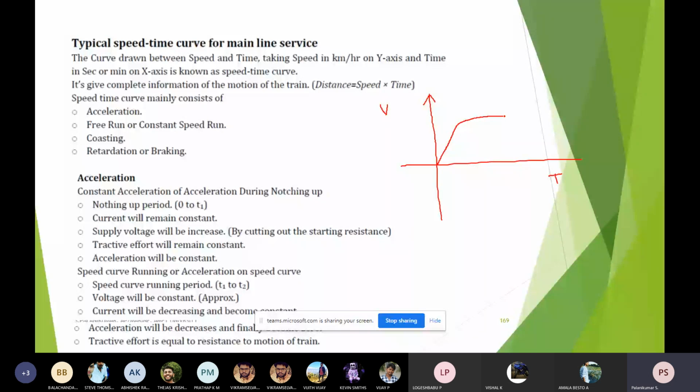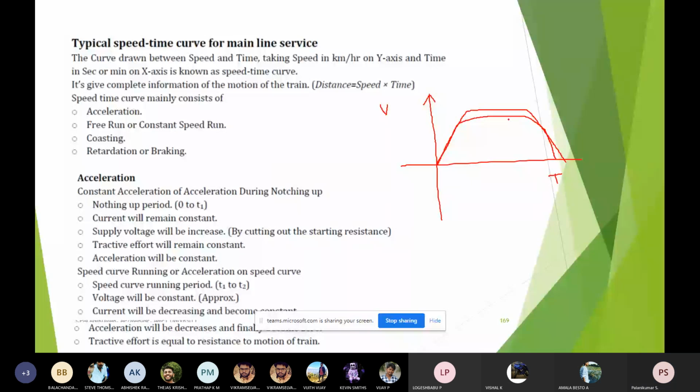During the coasting period, the power is cut off, and the speed will drastically decrease. But if you continuously allow coasting, it takes a long time to stop, so I have to apply the braking. If you see the graph, it is somewhat similar to a trapezoidal curve.